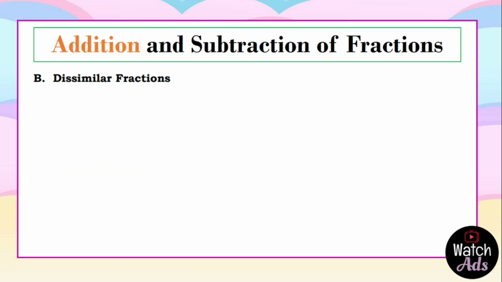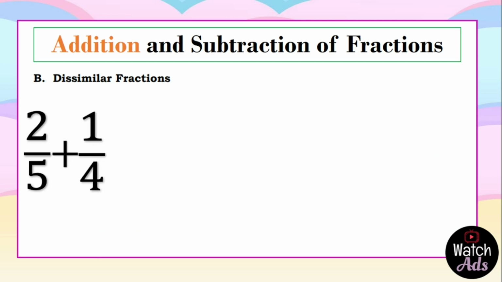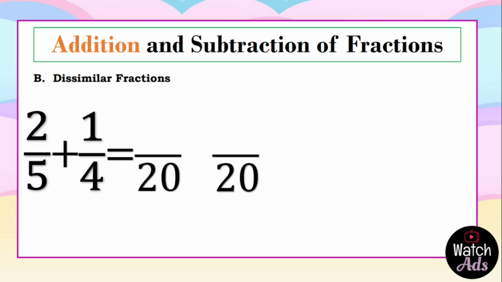Let's have an example. 2/5 plus 1/4 are dissimilar fractions because they have different denominators. According to our rule, we must first find the LCD. LCD is a number that can equally be divided by both denominators, 5 and 4. And the number is 20. Now, our first step is we divide 20 by our first denominator, that is 5, and then multiply it by 2. 20 divided by 5 is 4, and multiplied by 2 is 8.